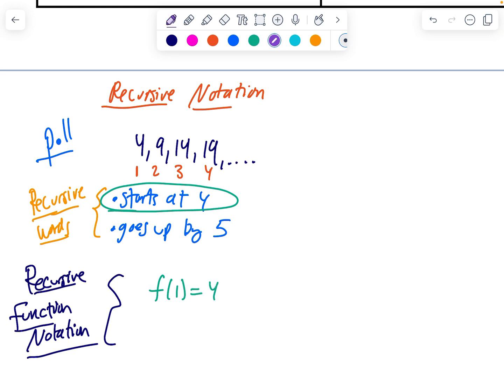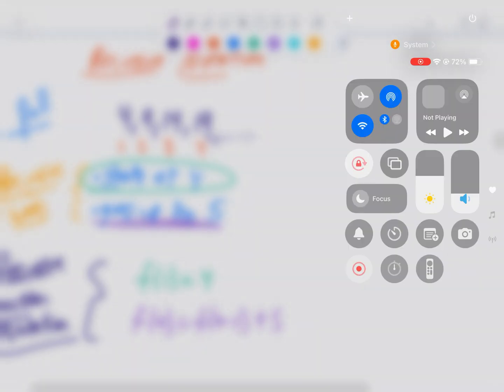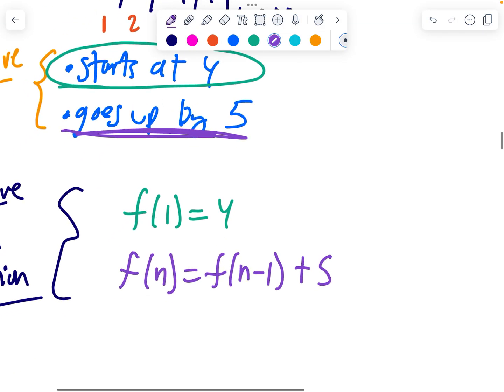To take the second part, the purple part, and say it goes up by 5, what we want to say is, to get any number in the list, f of n, you need to look at the number 1 before it and add 5. Remember this purple? It's a little confusing. Let's slow down for a second. If I want to know the 7th number in the list, and all you know is it goes up by 5, you can't find the 7th number unless you know the 6th number in the list. Then you just add 5.